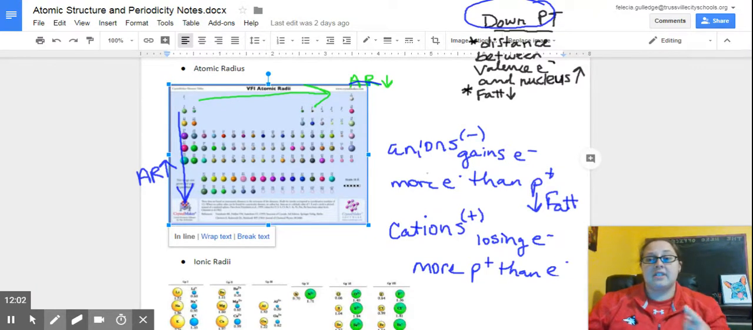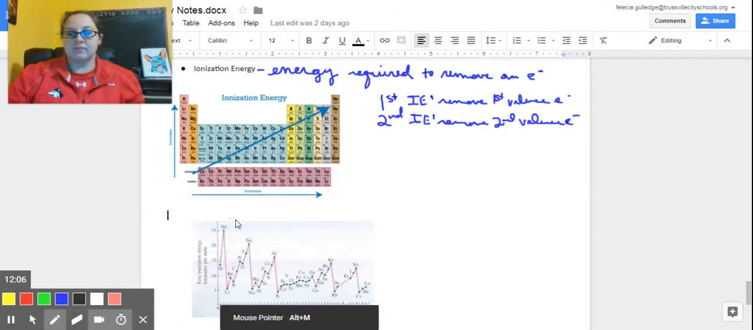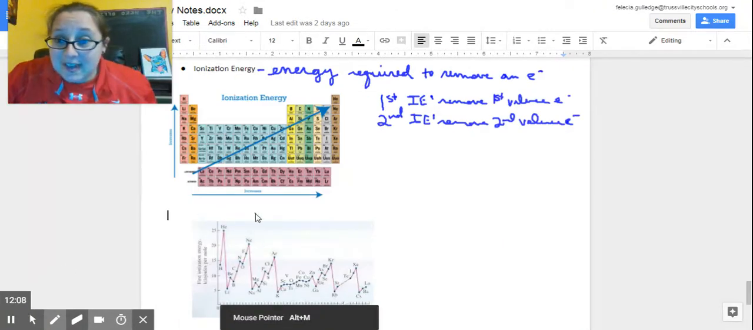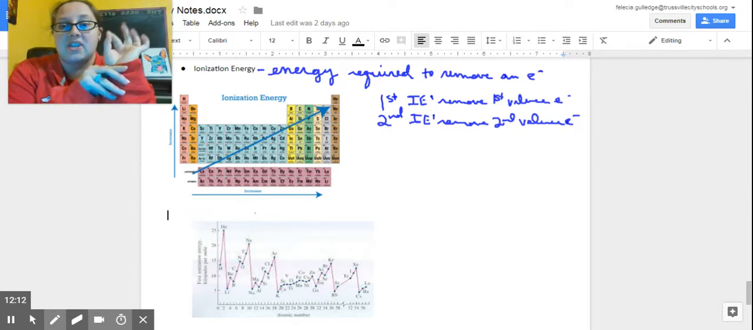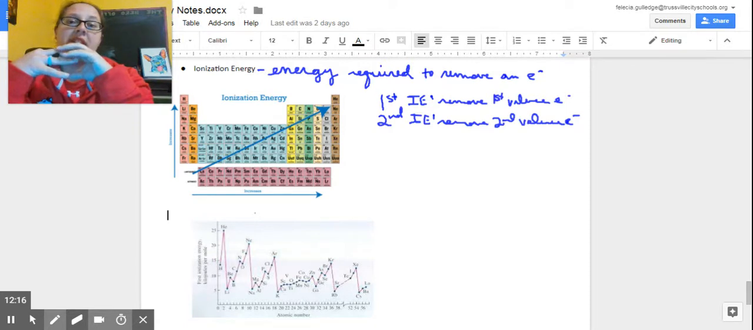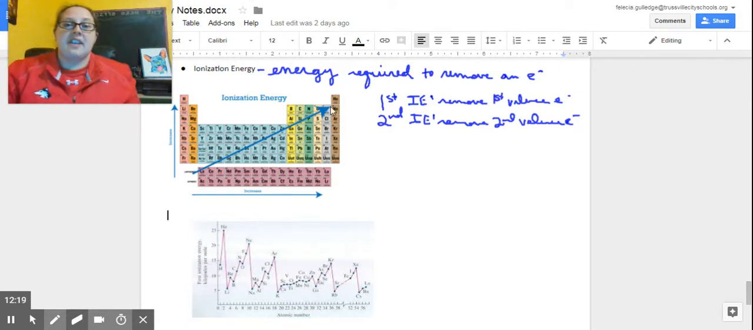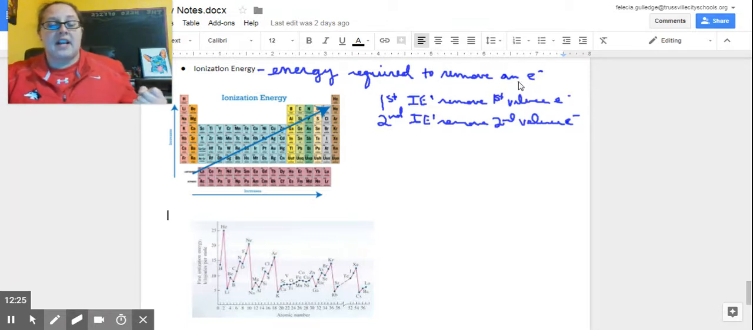So now let's transition to our other periodic trends. Ooh, hello, I'm up here at the left now. All right, so the next one we're going to talk about is ionization energy. So first we need to understand what ionization energy is. It's defined as the energy required to remove an electron. So we're going to take off an electron.